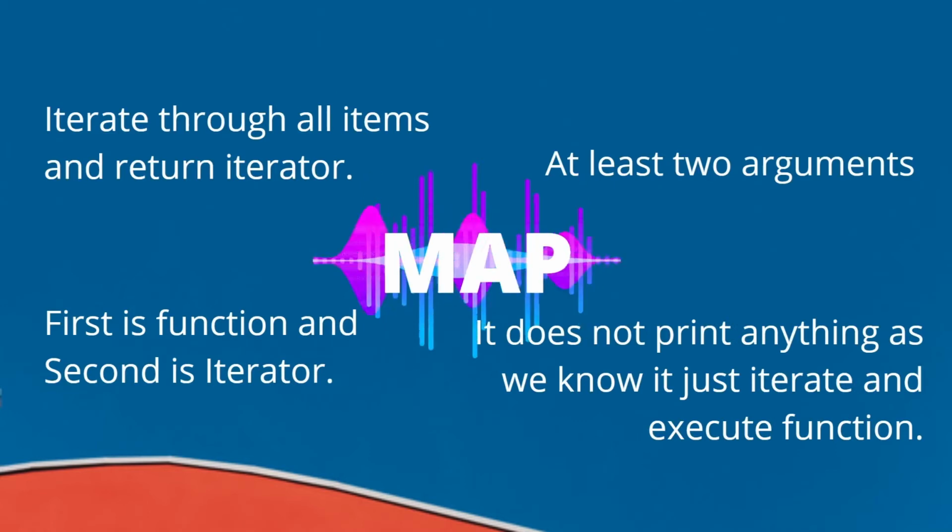Now let's see map. Map is used to iterate through all items and return an iterator. It is very important to know that map always returns an iterator, not values. It accepts two arguments: the first one is a function and the second is an iterator. Map does not print anything unless you want to print that explicitly, and we use map to iterate over an iterator and execute a function, not to print anything.